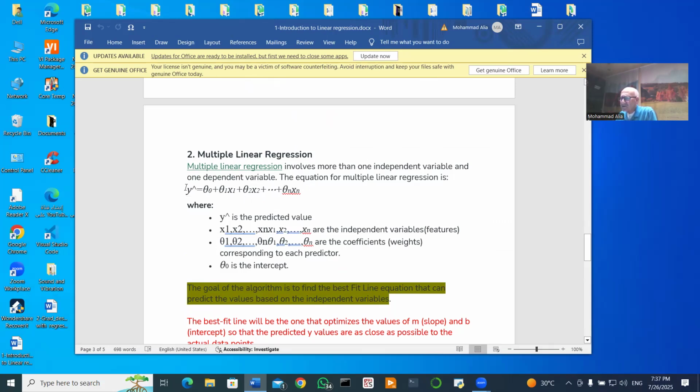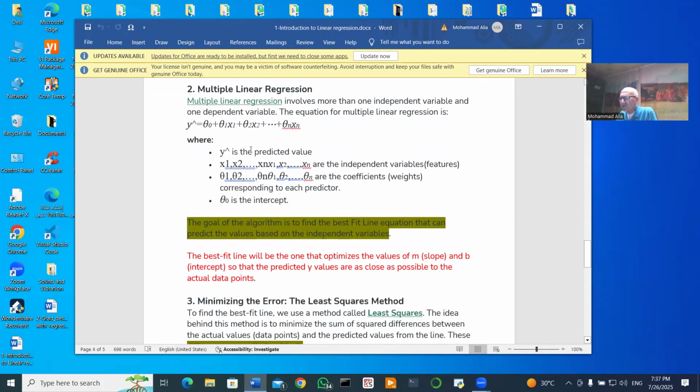Anyhow, for a linear case, y hat is equal to the bias, or the intercept, plus theta 1, which is the weight or the slope, multiplied by x1, plus theta 2 times x2, and so on up to xn. This is the general form of multiple linear regression.